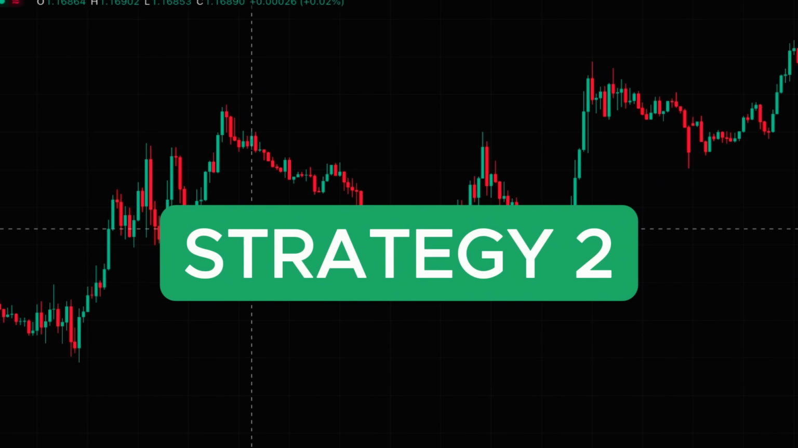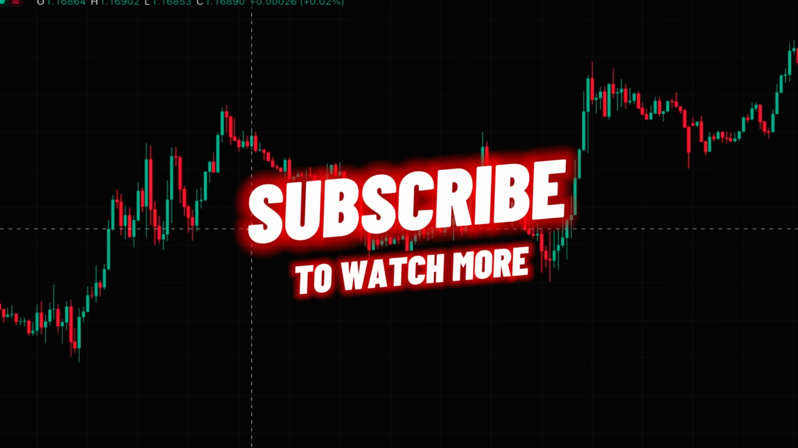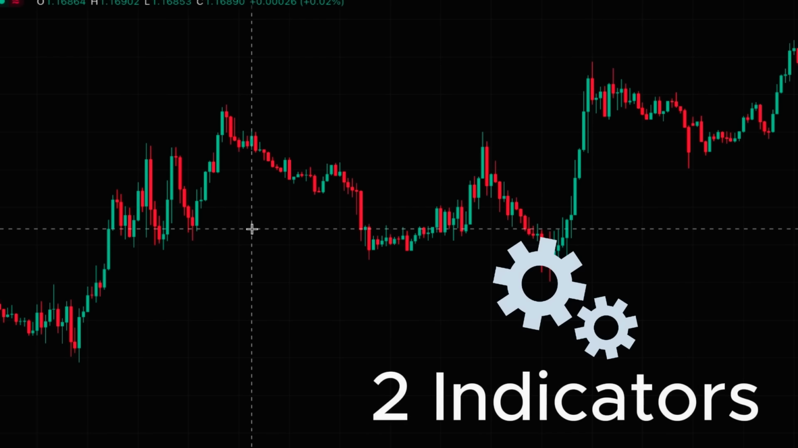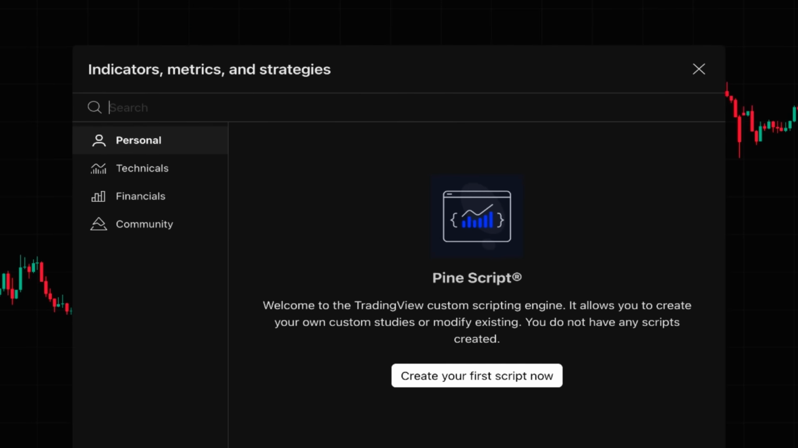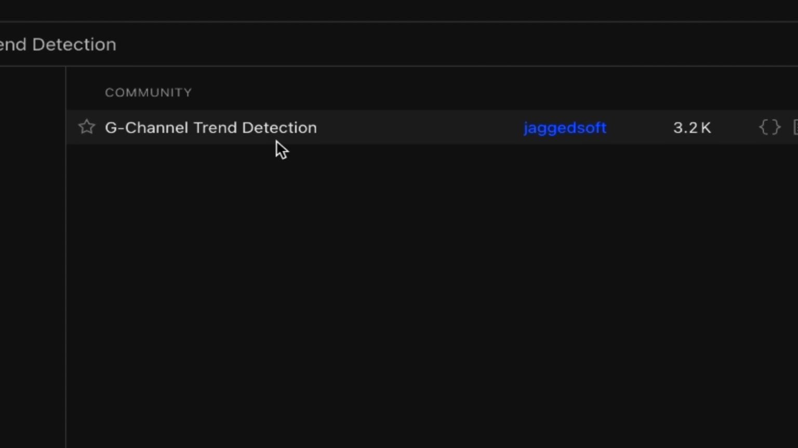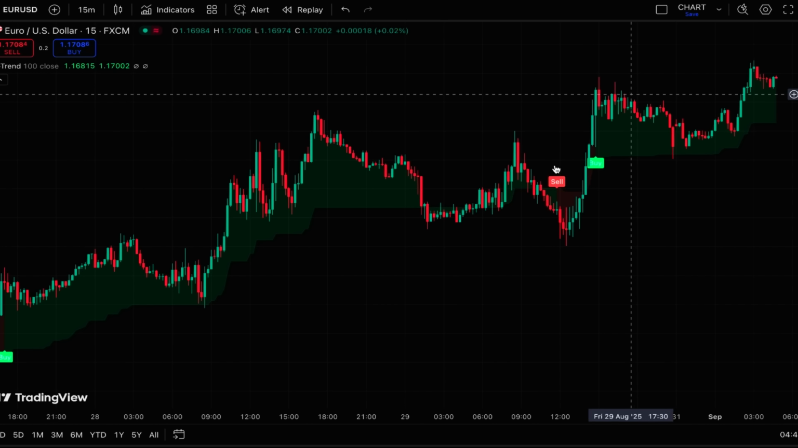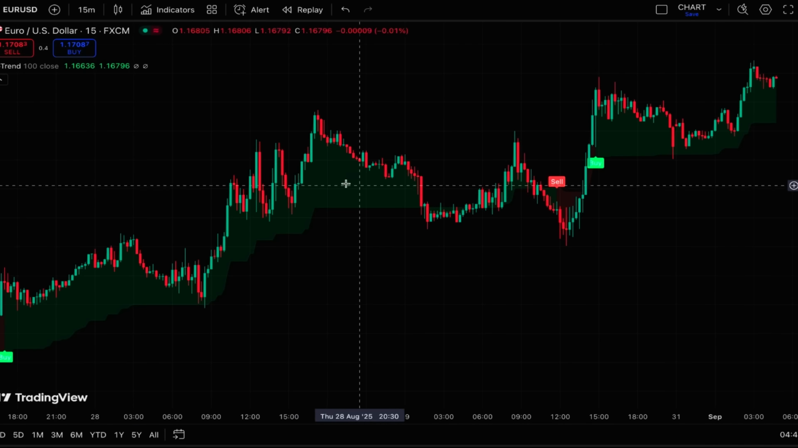Alright, now let me teach you the second trading strategy. In this trading strategy, we have two indicators. To add the first indicator, here we click on indicators and we search G-Channel Trend Detection. This one, which is written by Jagged Soft. Alright, this is the indicator, and as you can see, it is overlaid on the price chart. We need to change the settings of this indicator.